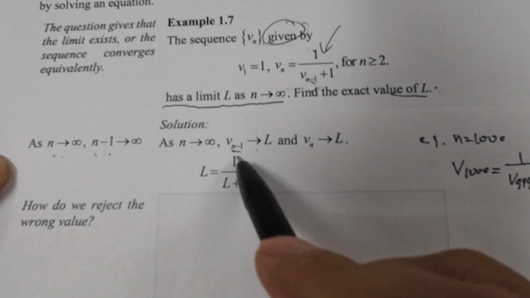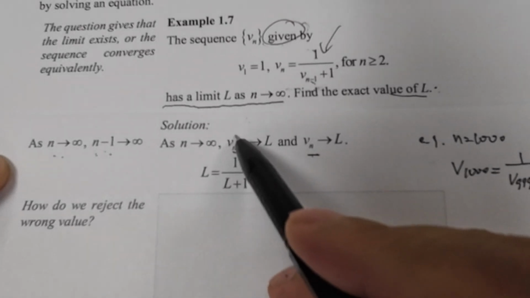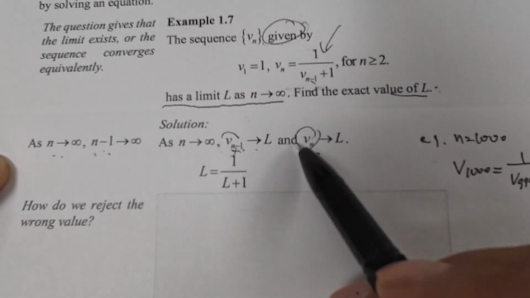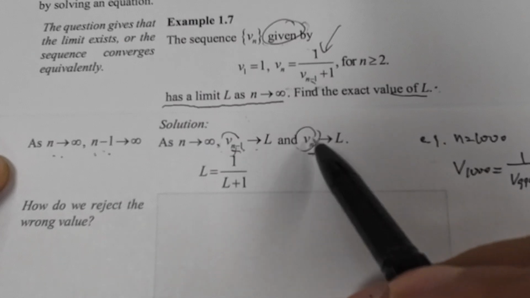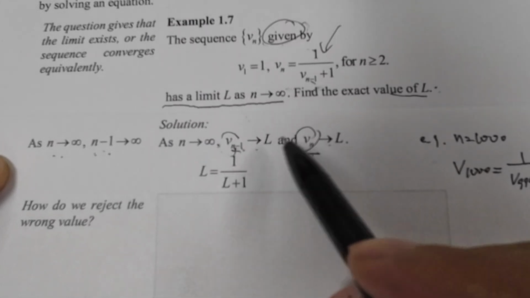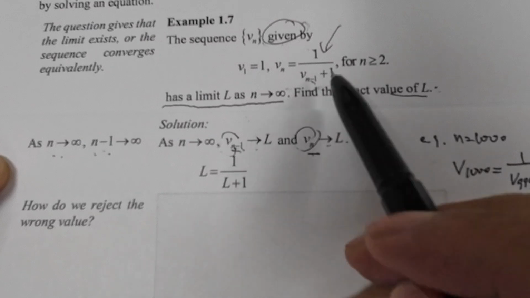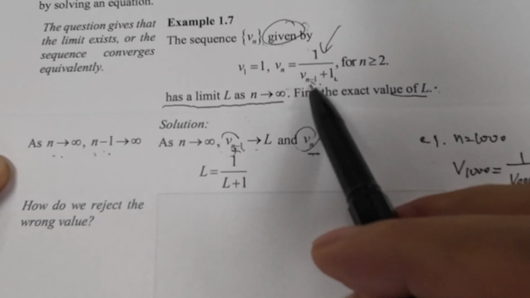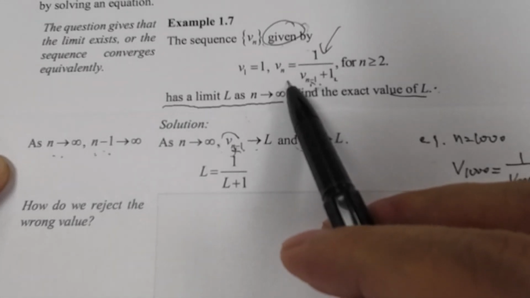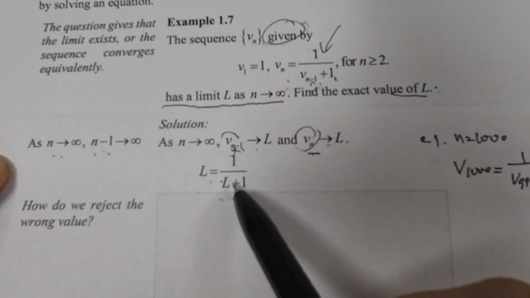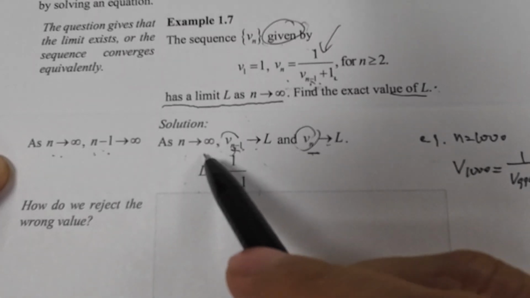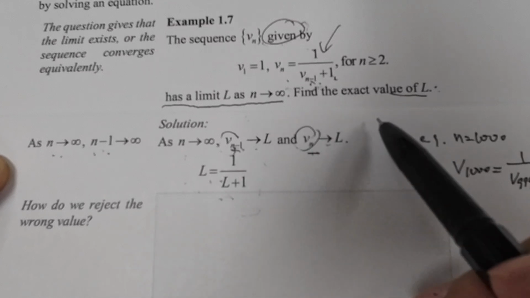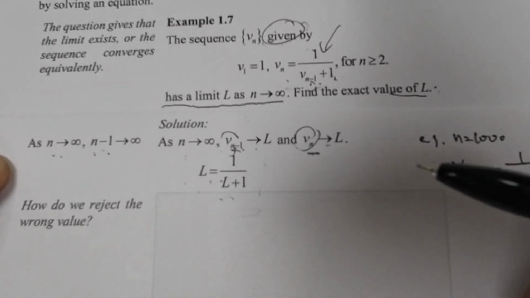So if the subscript goes to infinity, that means this sequence, given it converges to L, both V_(n-1) and the V_n term will tend to L. And these two values should still satisfy the recurrence relation given to us. So we can substitute both V_(n-1) and V_n with L. Now we are dealing with an equation involving L only, and we are supposed to find the exact value of L. So moving forward is just solving a quadratic equation.